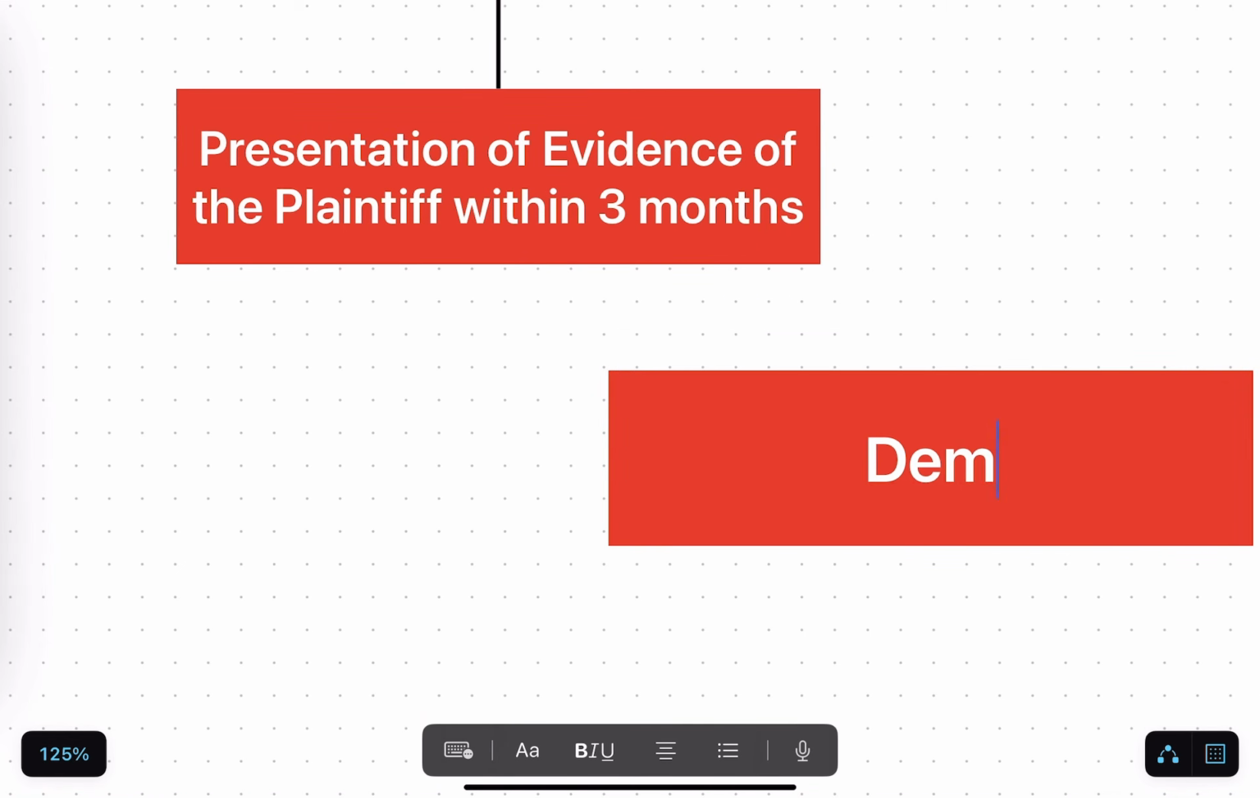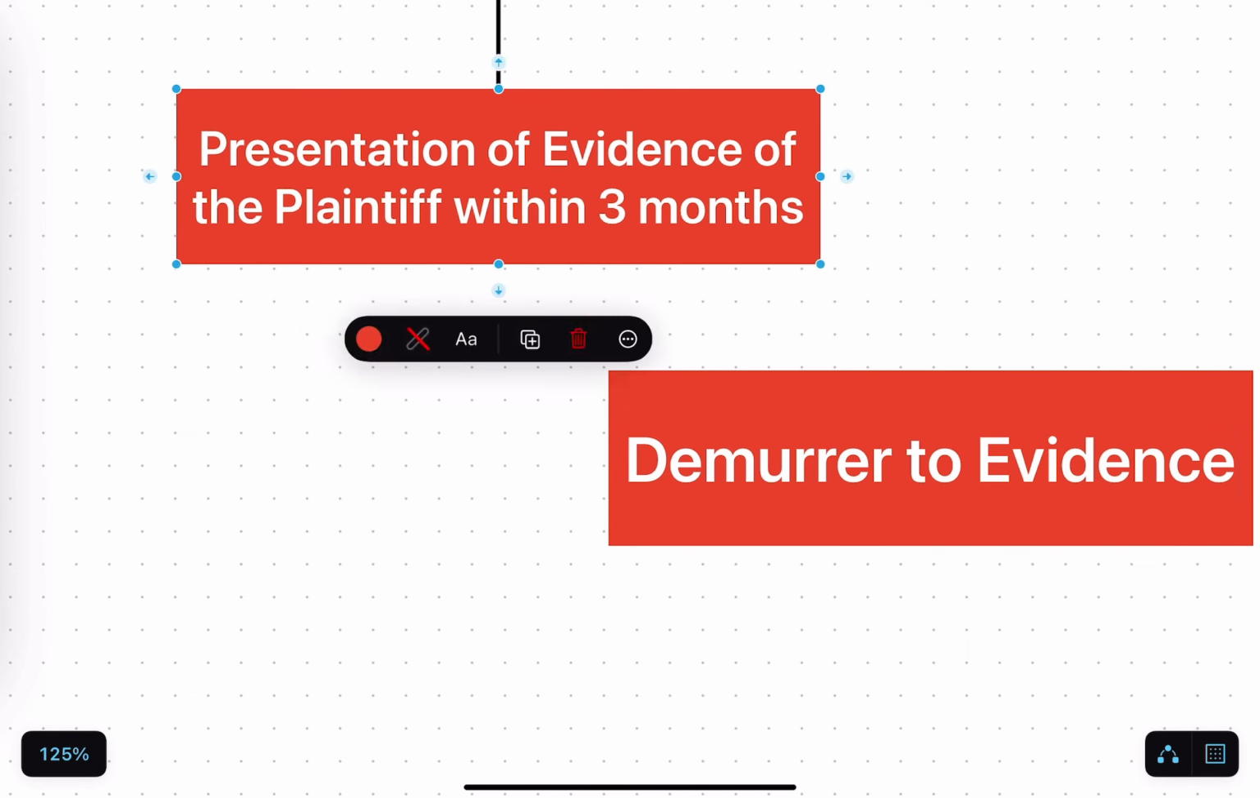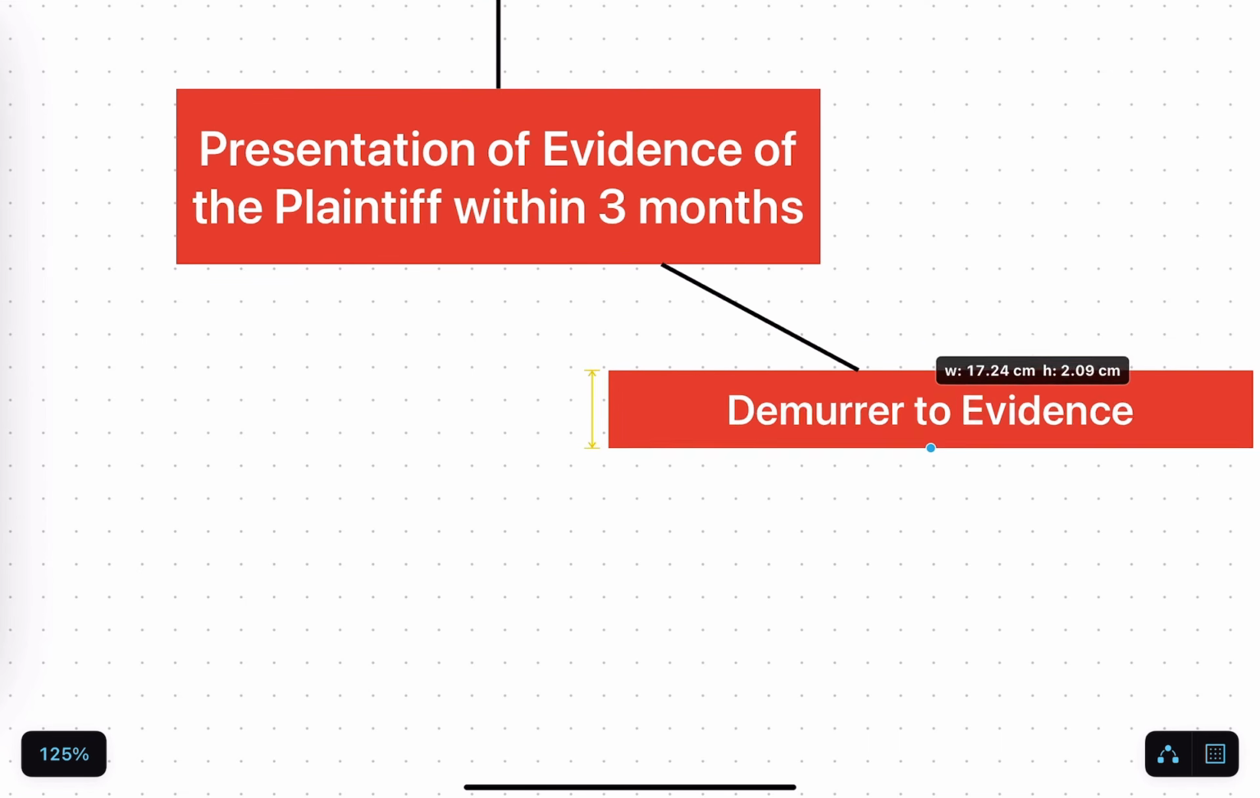So, after the presentation, posible pa dito mag-file yung defendant ng what? Demurrer to evidence. Meaning ng demurrer to evidence na the evidence failed to establish, no? Failed to establish the case. And therefore, the case should be dismissed. So, if granted by the court, i-dismiss na yung kaso.